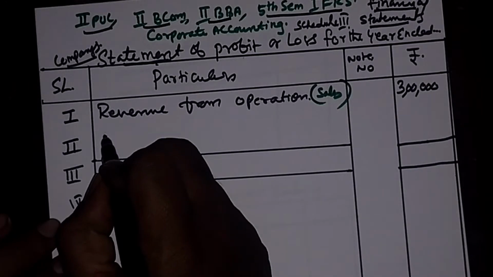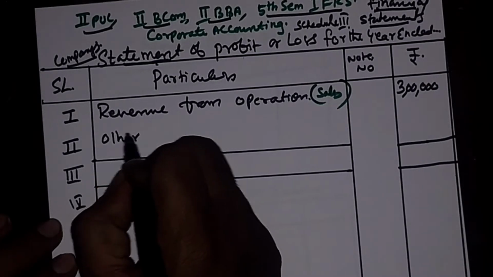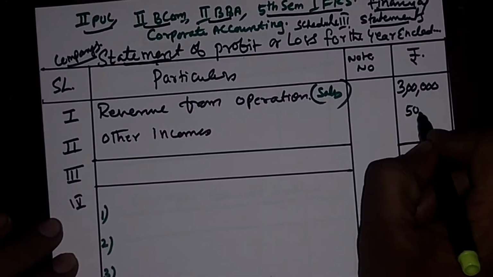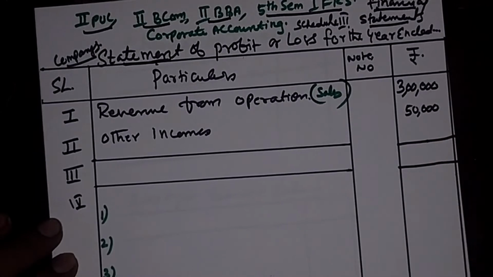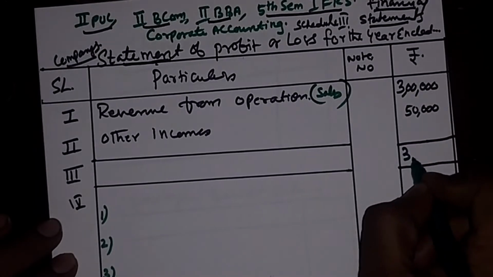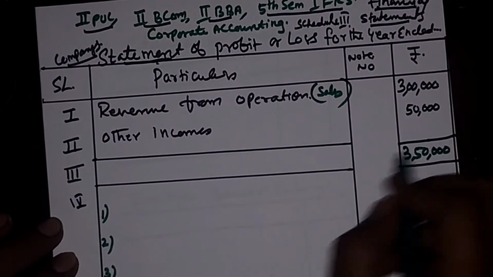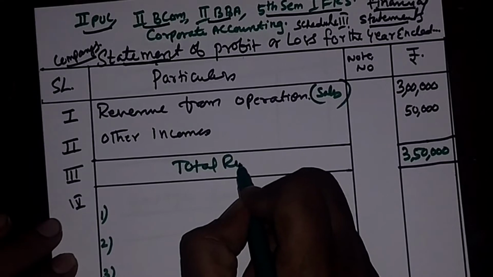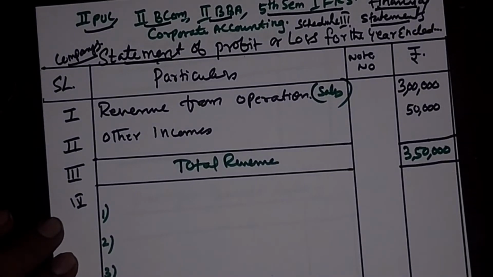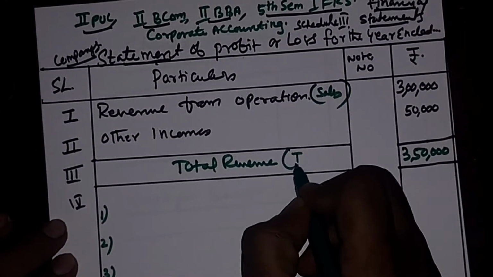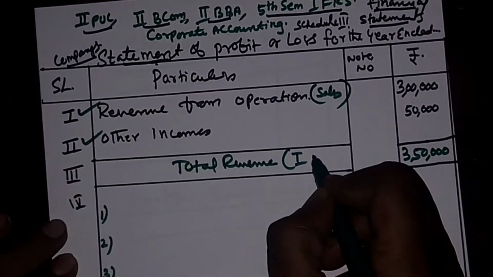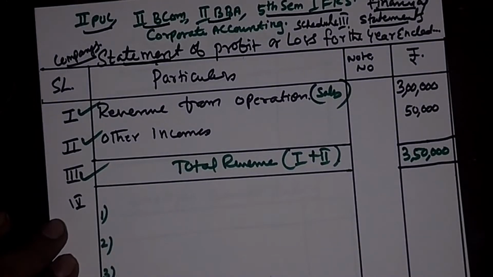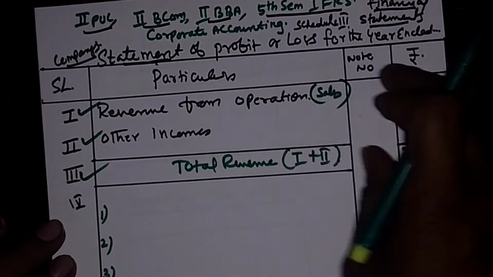The second one is the other incomes. Other incomes. Let me write here 150,000. So overall I get a total of 3,50,000. This 3,50,000 is called the total revenue. How do you get this total revenue? Roman number 1 plus Roman number 2. We call it Roman number 3. I hope I have made it very easy to make you understand.